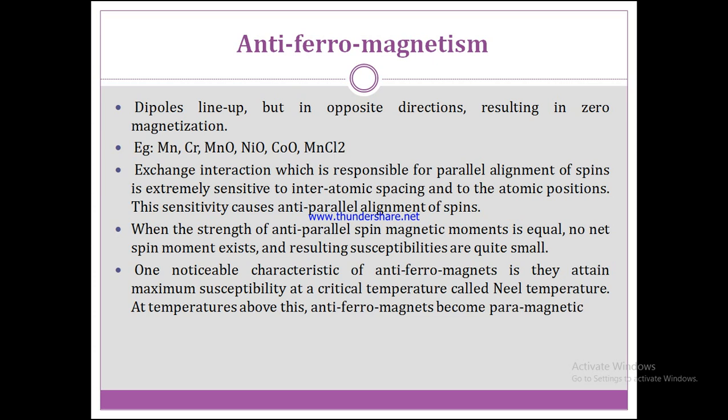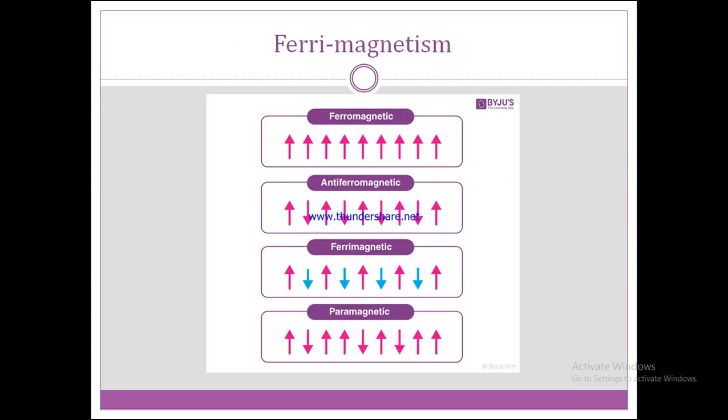One noticeable characteristic of antiferromagnetic material is that they attain maximum susceptibility at a critical temperature called the Neel temperature, and at temperatures above this, each antiferromagnet becomes a paramagnet. Means what? The magnetic material properties depend upon the temperature, showing that the antiferromagnetic material has the maximum susceptibility only up to the critical temperature, which is called the Neel temperature, and above that temperature, the antiferromagnetic material converts its behavior to that of a paramagnetic material. The next one is the ferrimagnetic material.